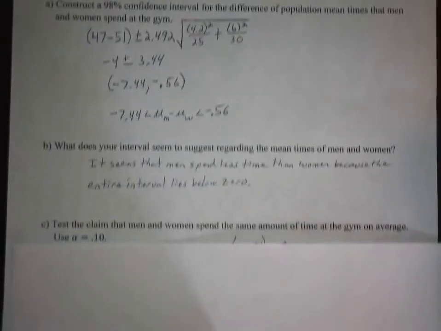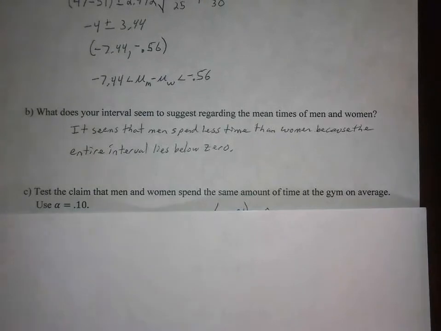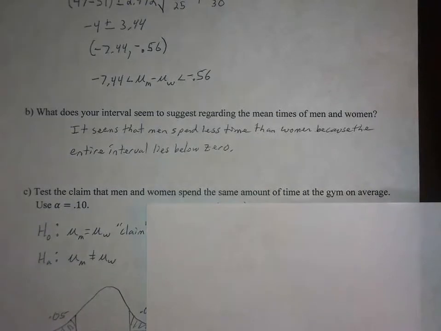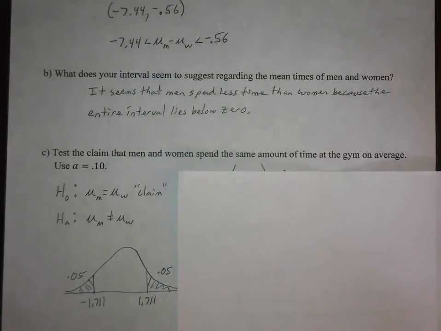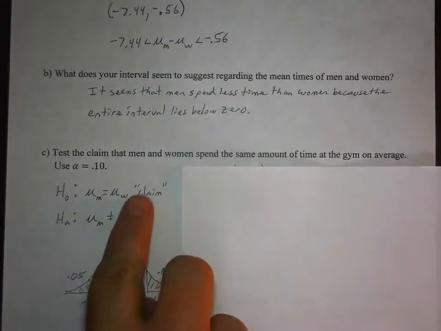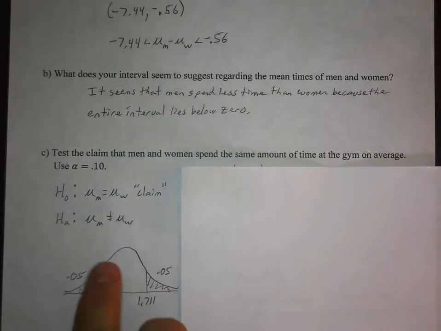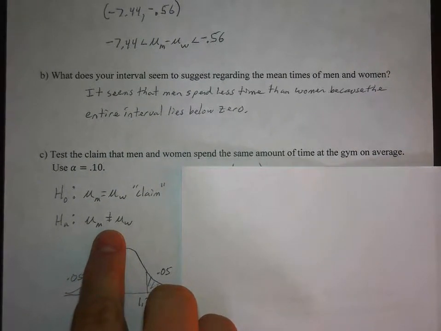Okay, part C here, testing the claim that men and women spend the same amount of time at the gym on average. So here, testing a claim, so we have a hypothesis test. So we set up our hypotheses. The null hypothesis will be that the times they spend are equal, and that happens to be the claim on this one, that they spend the same amount of time. And then the alternative will be that the mean times are not equal.